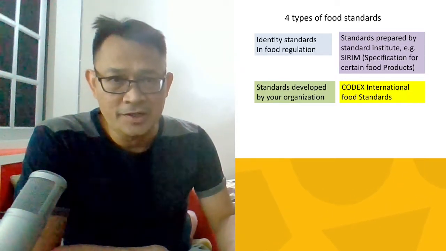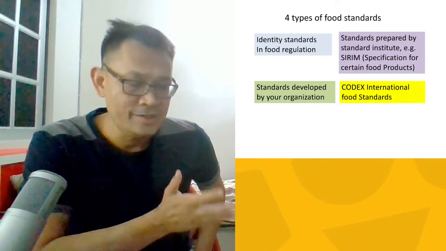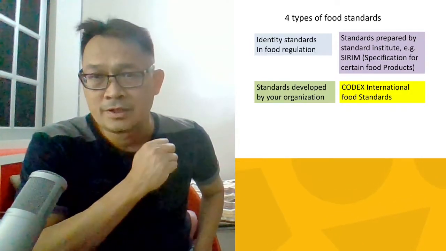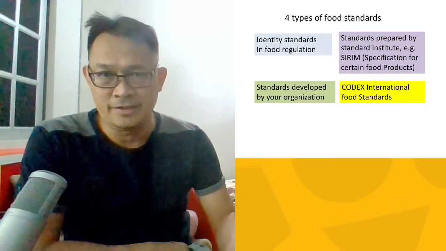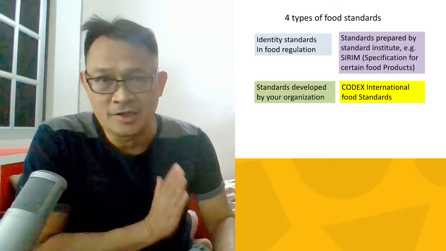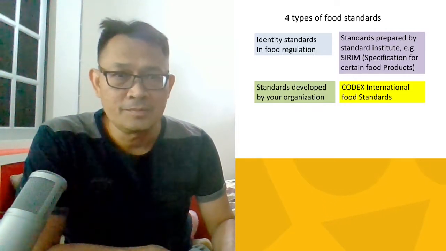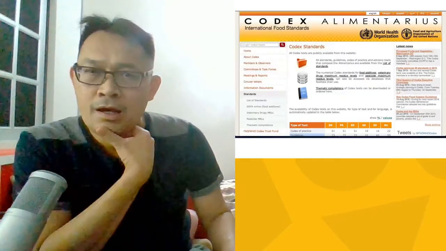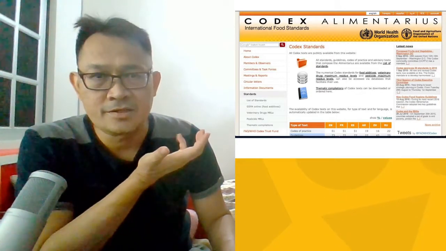It's good for you to have a look at this Codex International Food Standards. Make sure that you are able to fulfill this international standard of the country. And then you develop your own company standard. Your company may have a different standard, and it should be higher than this food regulation standard, the Sirim standard, and should fulfill the Codex International Food Standard if you mean to export the products. Okay, you can Google Codex Alimentarius International Food Standards.